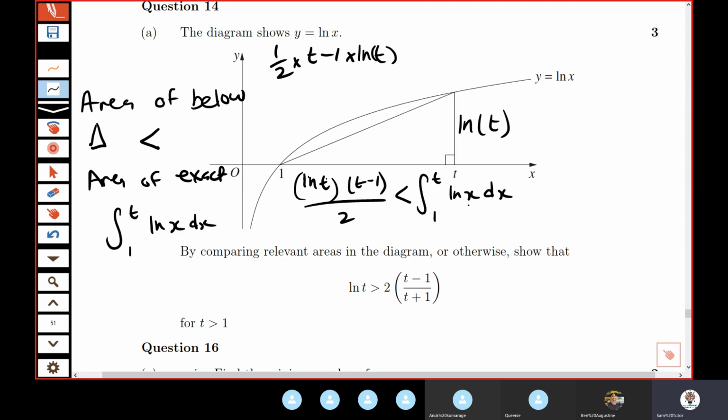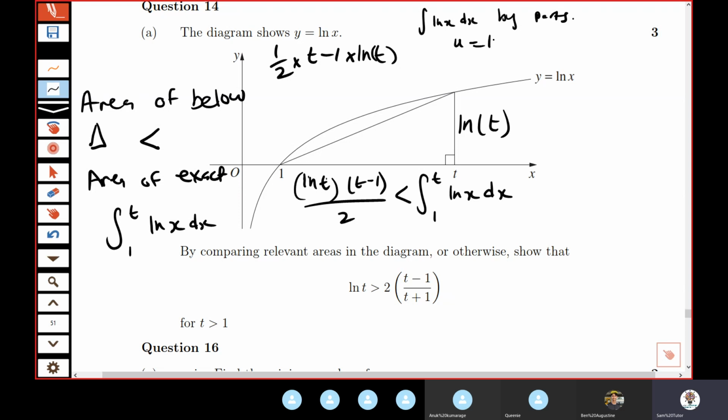Okay, how do I integrate a log? How do we integrate logs? What do we use to integrate a log? By parts, right? By parts. There's no other way. That's the whole point of by parts. Something that was impossible, you could do it.